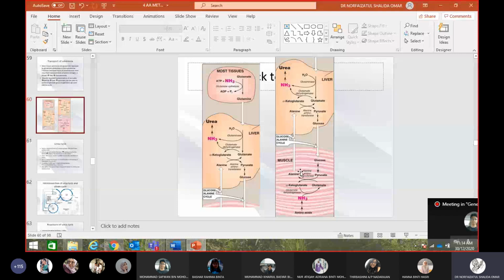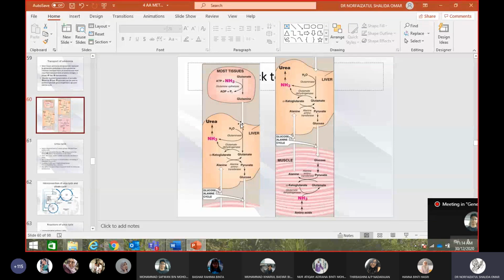Whereas in most tissues, the glutamate is converted to glutamine. So through oxidative deamination and then glutamine synthase, you convert it to glutamine. So in most tissue, it's transported through glutamine, whereas in the muscle, it's transported through alanine. Is that clear? So this glutamine will enter the blood vessel to the liver.